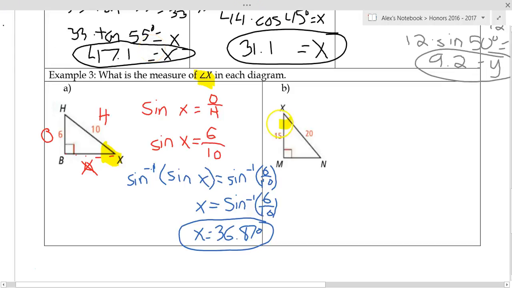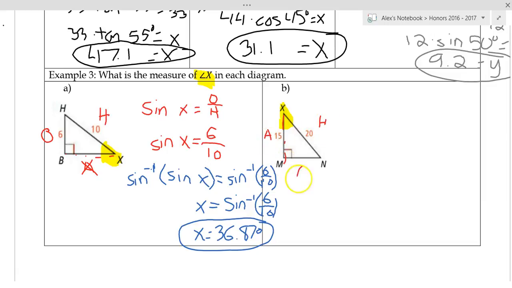All right, let's look at example B. Same thing, I have my x here. I'm going to label my hypotenuse, my adjacent side, and my opposite side. In this one, I'm not using my opposite side. I am just using my adjacent and my hypotenuse. So that leaves us with cosine of x equals A over H. So cosine of x equals, my adjacent side is 15, and my hypotenuse is 20.